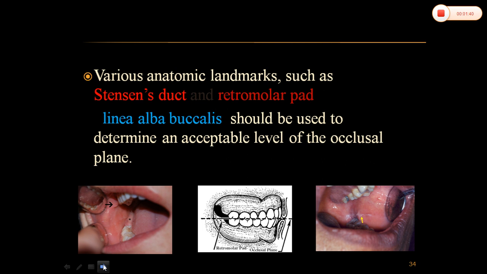Various anatomical landmarks such as Stenson's duct, retromolar pad, and linea alba buccalis should be used to determine the acceptable level of the plane of occlusion. You can see in the following pictures how the retromolar pad is used in guiding the occlusal plane and how Stenson's duct is used.